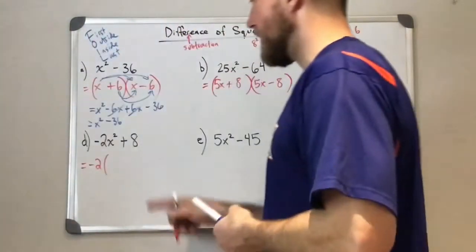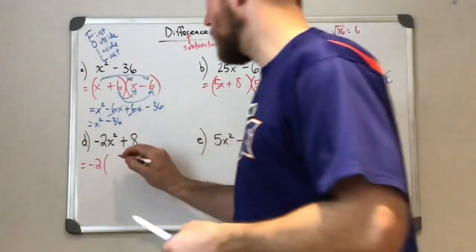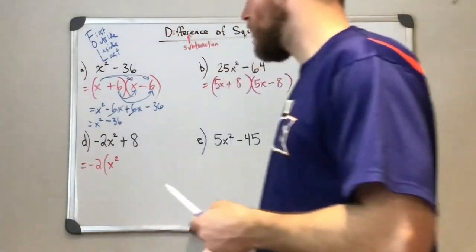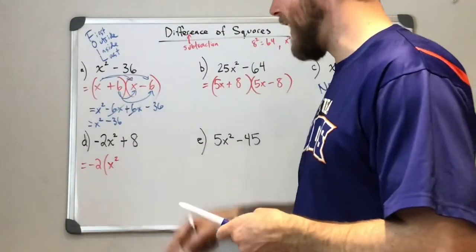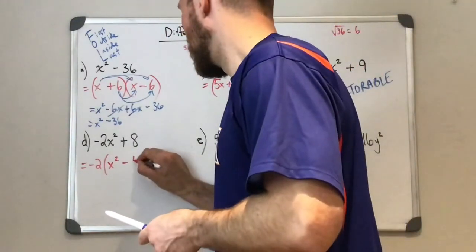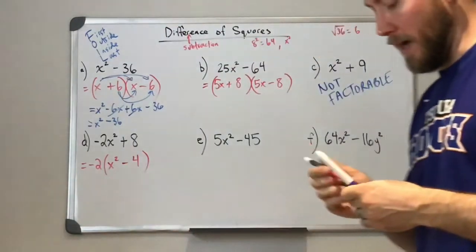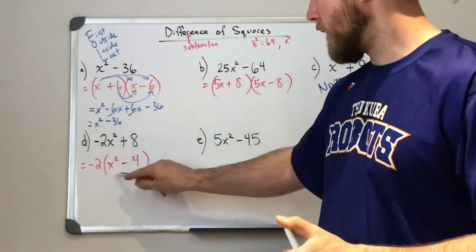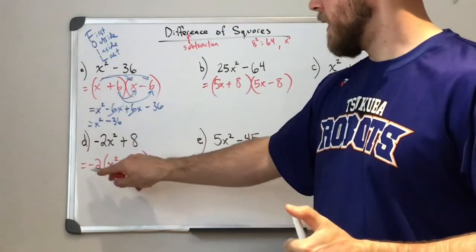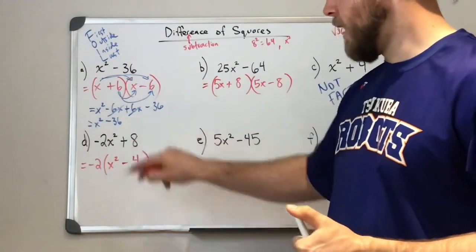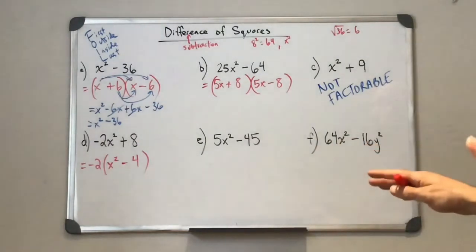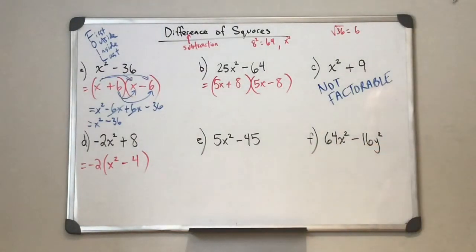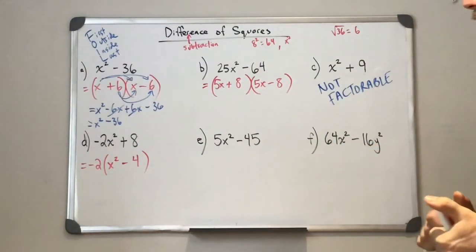So if I divide a negative 2 out of the first term, we would just have x squared. If I divide out a negative 2 from 8, we get negative 4. Now, if I double check quickly, negative 2 times x squared is negative 2x squared. Negative 2 times negative 4 is positive 8. We're still good here, okay? So we haven't changed the value of this expression.